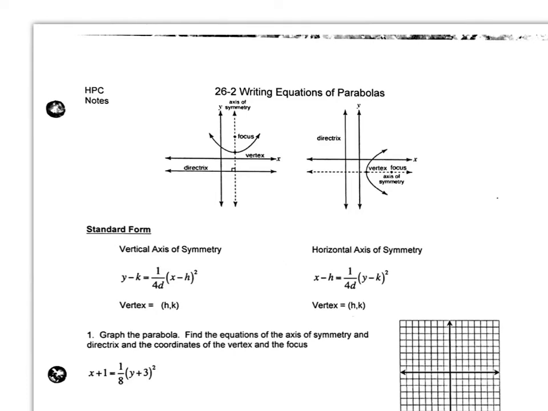Today we're going to write and graph equations of parabolas, but we're also going to make sure we go through all the details for parabolas that open left and right.